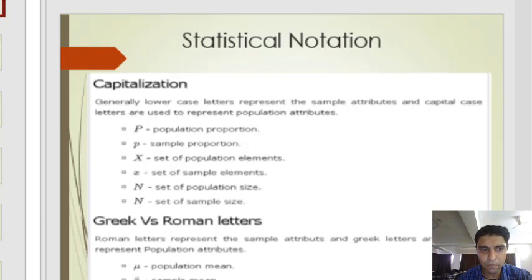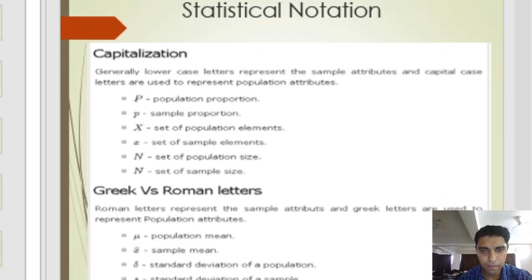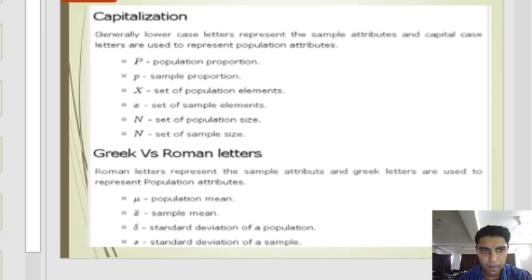Second is Greek versus Roman letters. Roman letters represent the sample attributes and Greek letters are used to represent population attributes. Mu is for population mean, x-bar is for sample mean, sigma is for standard deviation of population, and small s is for standard deviation of sample.